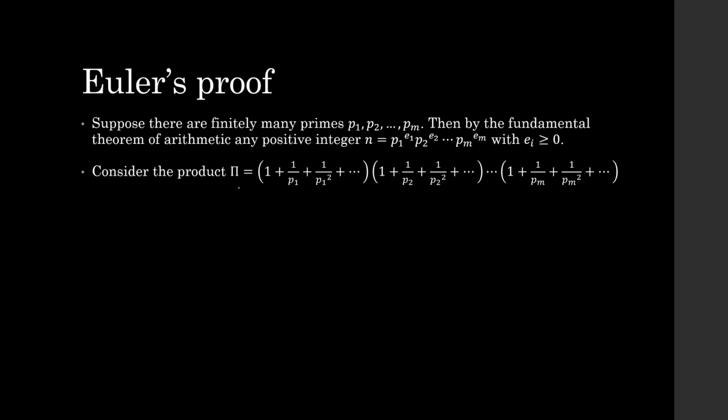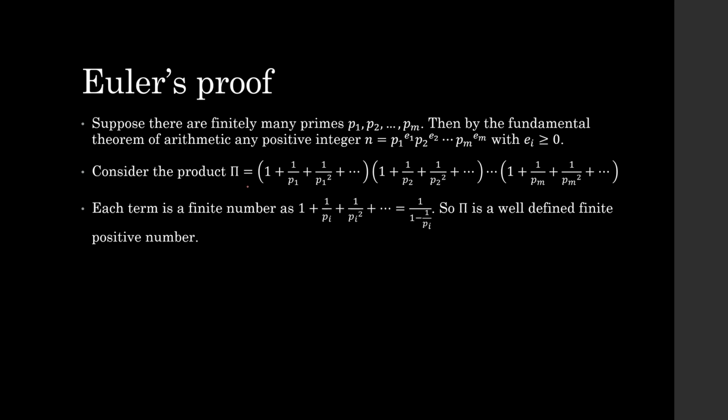So now consider this big old thing, the product, a capital pi, which is going to be equal to 1 plus 1 over p1 plus 1 over p1 squared plus 1 over p1 cubed plus 1 over p1 to the 4 and so on. And that goes on to infinity. Times 1 plus 1 over p2 plus 1 over p2 squared and so on. And this product goes across all these primes so that we end up getting 1 plus 1 over pm plus 1 over pm squared plus 1 over pm cubed and so on. That's a big old thing. It's a much more complicated number than the n we had in Euclid's proof.